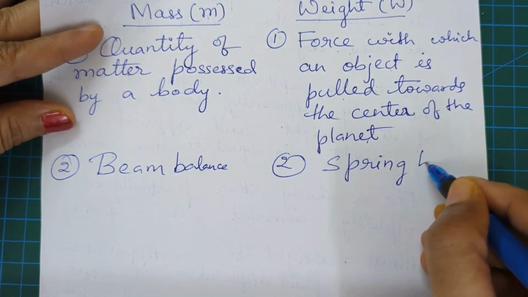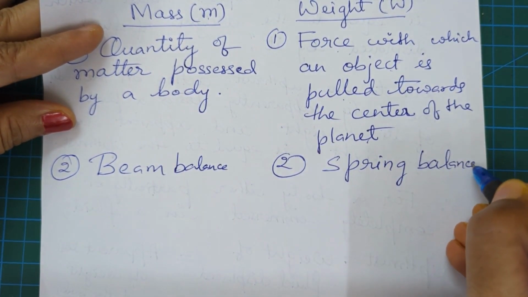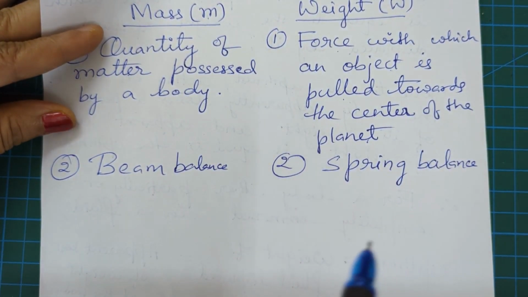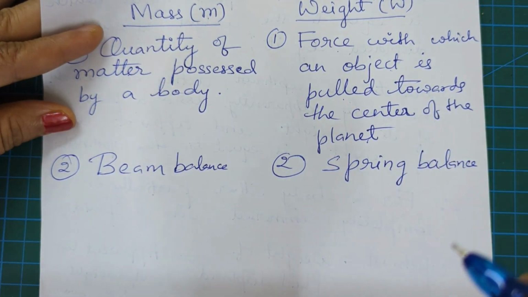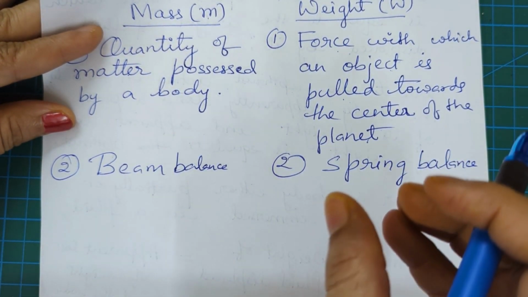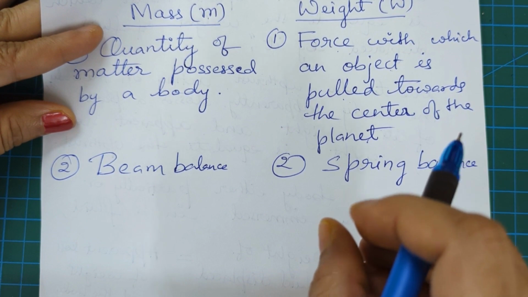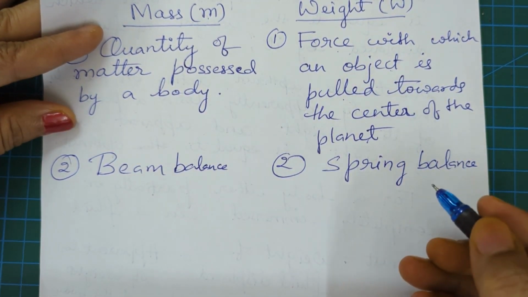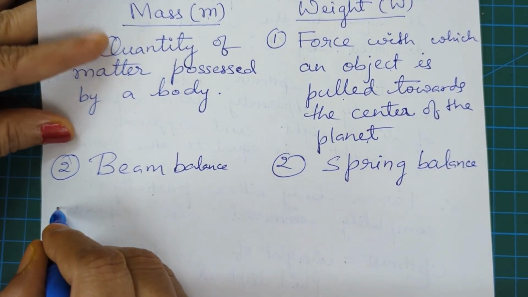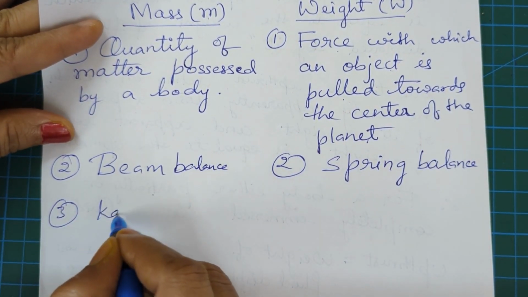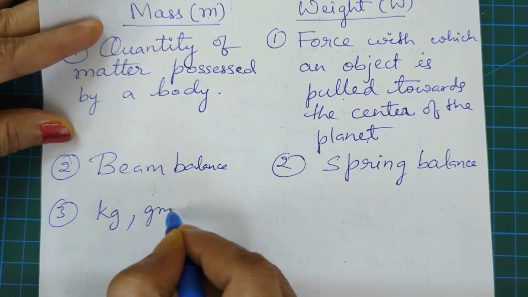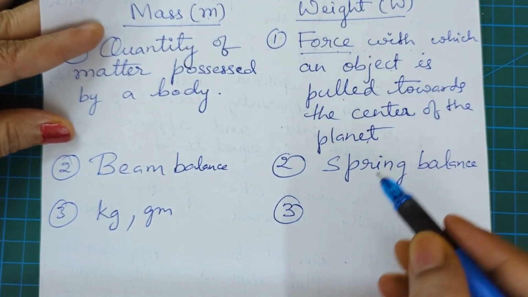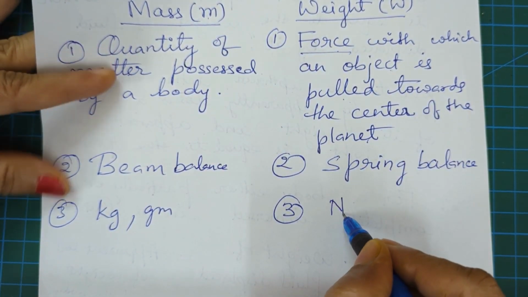Spring balance is a kind of device which will have a spring, and to the one end of the spring there will be a pan, and on the pan when we put something and hold the spring, that spring extends due to the force with which that object in the pan is pulled due to force of gravity, and we will read the weight in terms of newtons. Mass is measured in terms of kilograms, which is SI unit, or grams. Weight of a body is the force with which an object is pulled towards center of the planet, so it is measured in terms of newtons.